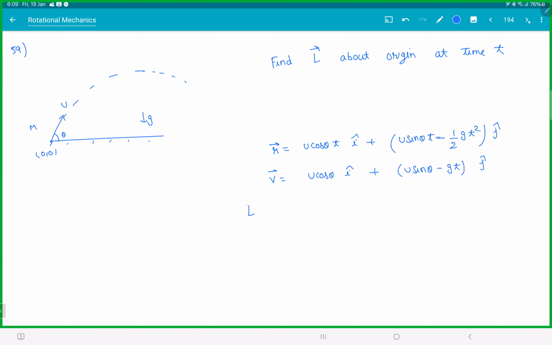Now angular momentum will be m R cross V. Just do the cross product. There's no use in using a 2 into 2 determinant. You can simply do it: I cross I is 0, so this is gone. I cross J, J cross I, that's it. There are only two terms.